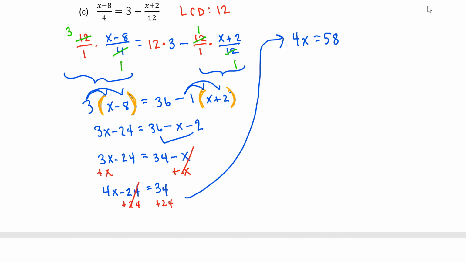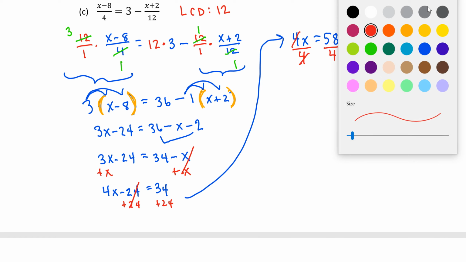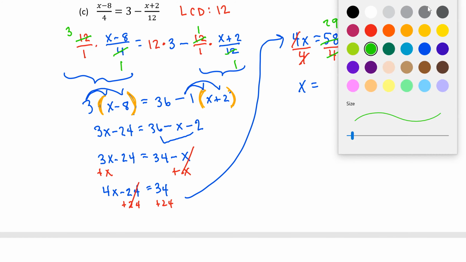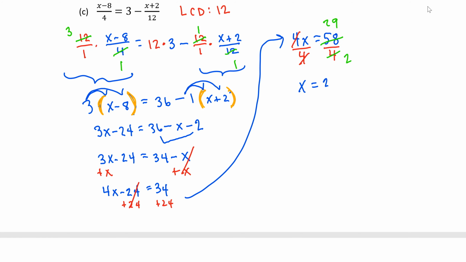Here, x is multiplied by 4, so I'm going to do the opposite and divide both sides by 4, and that will isolate x. Notice here, 58 divided by 4, both of those numbers are even numbers, so let's go ahead and reduce by a factor of 2. 4 divided by 2 is 2, and 58 divided by 2 is 29. So it looks like we end up with a fraction for our answer, 29 over 2.